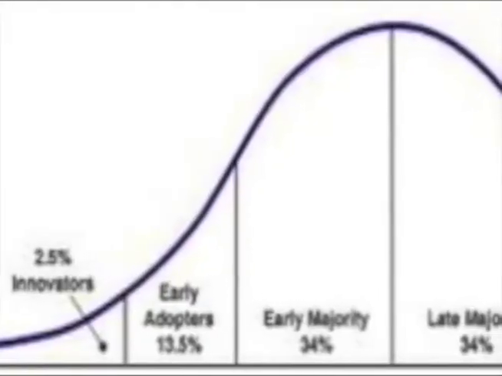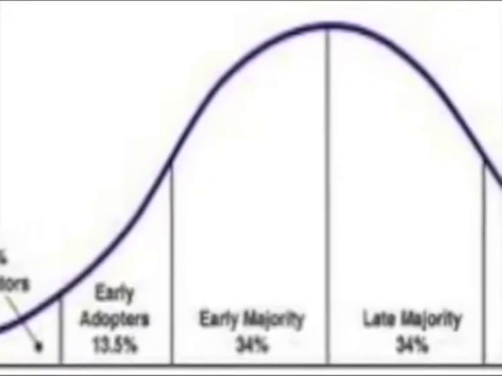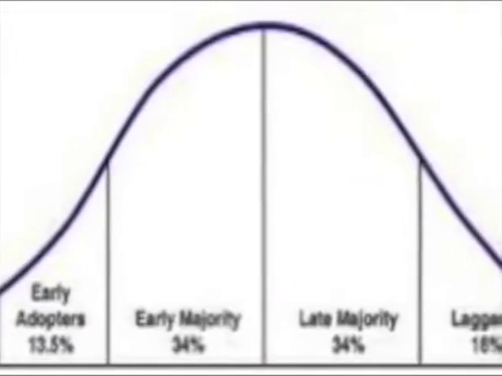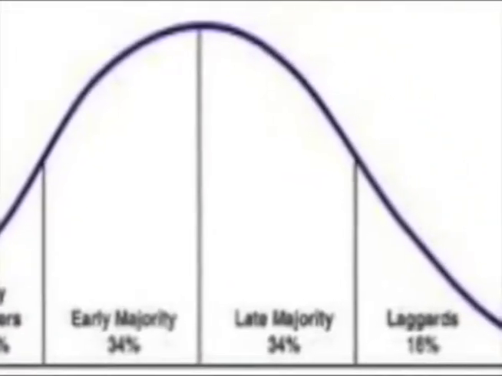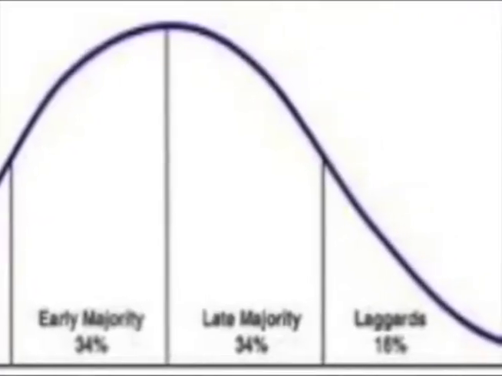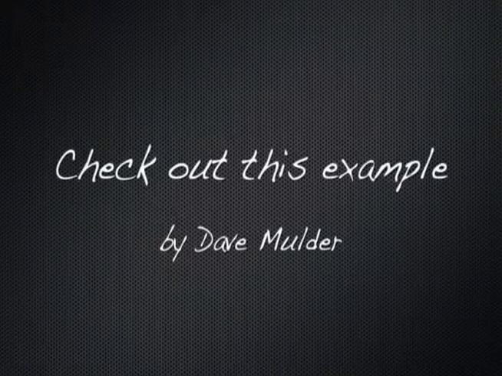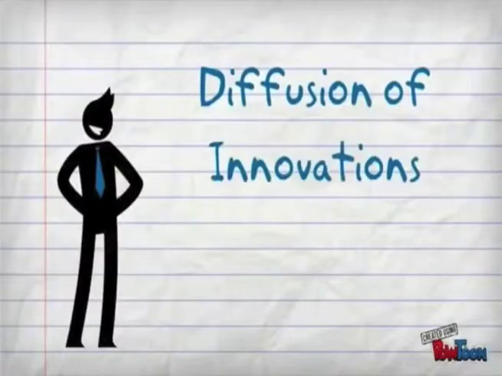This graphic illustrates the various channels over time and the population within each channel. As you can see, the process begins with the innovators and then reaches the early adopters. We then reach the early majority of adopters, followed by the late majority, and then finish with the laggards, most resistant to change. Check out this clip by Dave Mulder, who gives a great example of this theory.